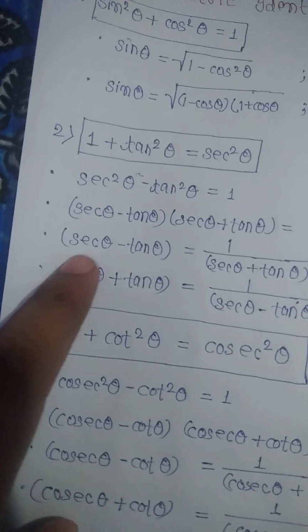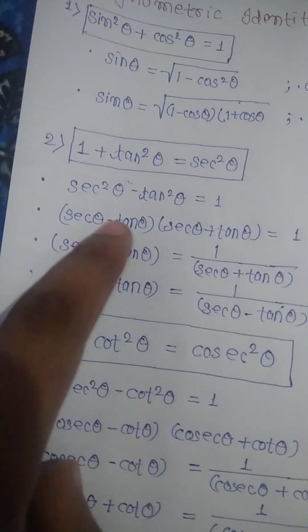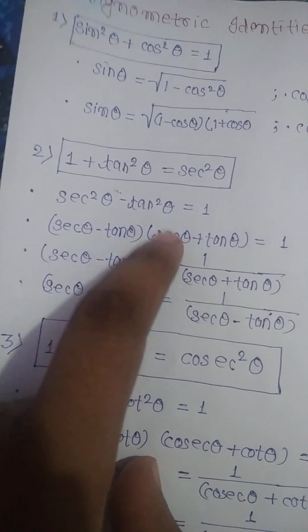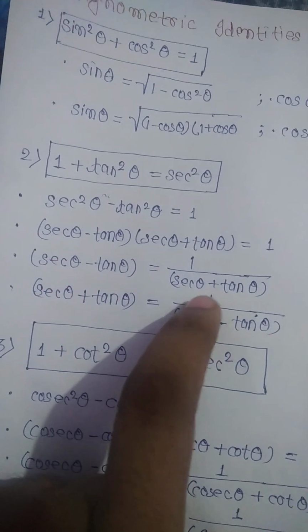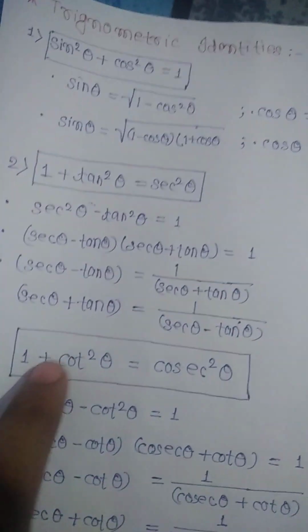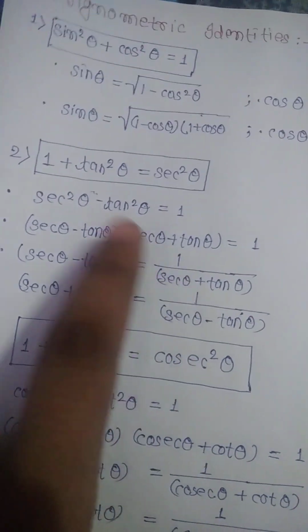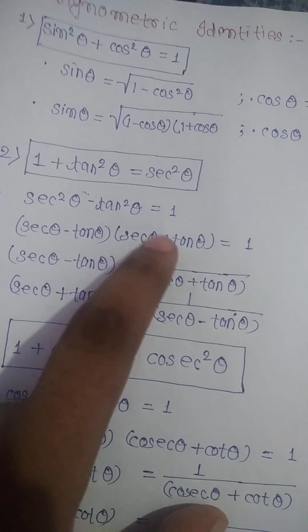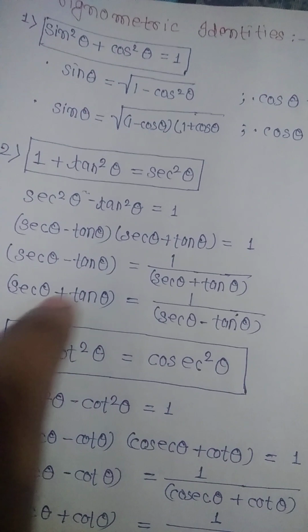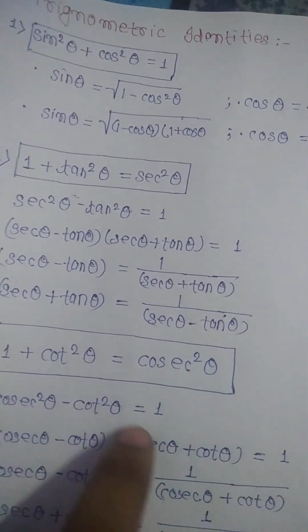From there we can calculate sec theta minus tan theta. This will be multiplied on the LHS and go to the other side, so it will be 1 upon sec theta plus tan theta. Similarly, sec theta plus tan theta will be equal to 1 upon sec theta minus tan theta.